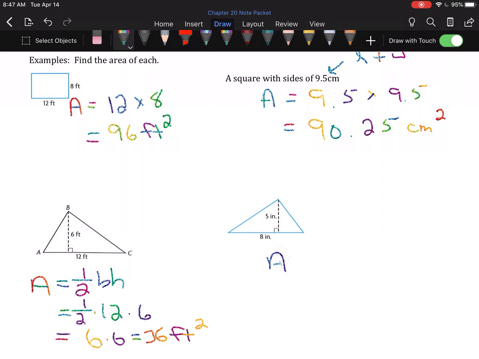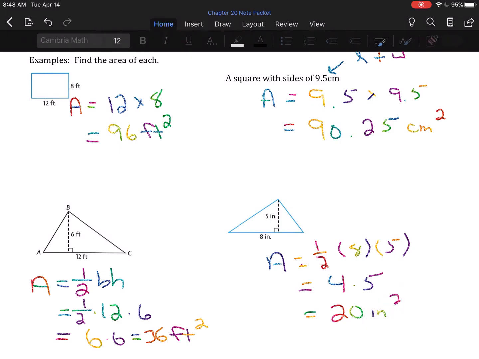Another triangle. So area equals 1/2 times 8 times 5. Yes, I'm intentionally showing multiplication using a bunch of different things, just to remind you that we can show multiplication a bunch of different ways. So 1/2 times the base times the height. The base is 8, the height is 5. 1/2 times 8 is 4. 4 times 5 is 20 square inches.